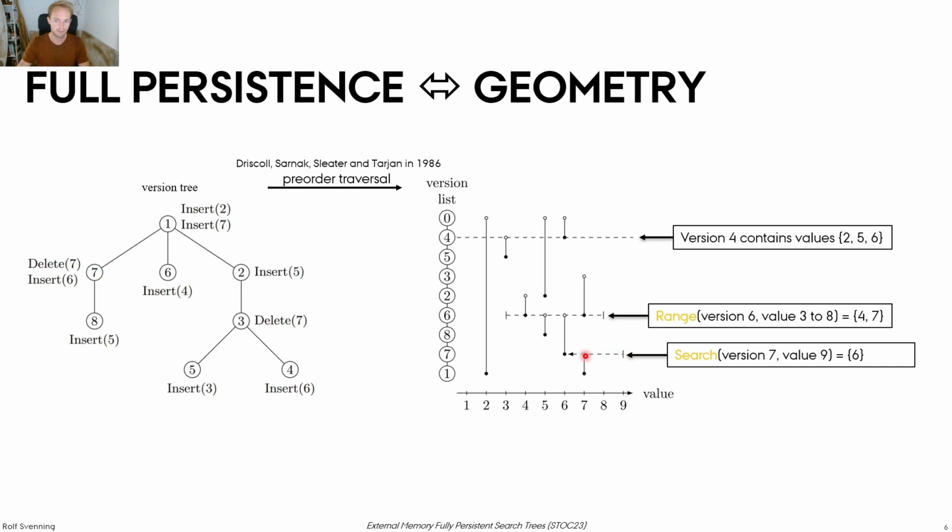Similarly, for a search or a predecessor query, in for example version 7 at value 9, well, you look to the left and you look at the first segment that is intersected. This is a 6, value 6, so that is what should be reported.